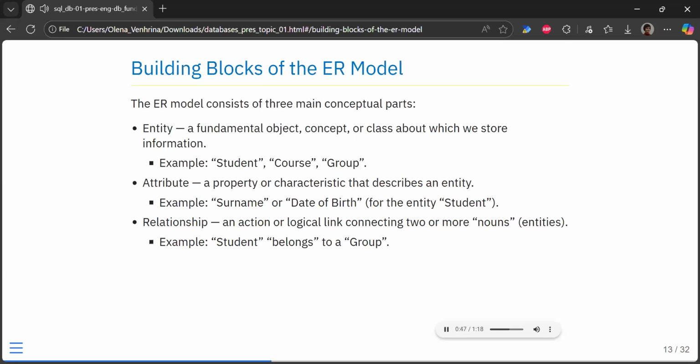And third, we have the relationship. This is our verb. Verbs connect nouns to build a meaningful sentence. Relationships connect entities. For example, student, noun, belongs, verb, to a group, another noun. This is the entire conceptual model. Nouns, adjectives, and verbs. To learn how to build complex and correct sentences, i.e., data models, our next step is to analyze each of these parts in detail. And we will start with the entity.